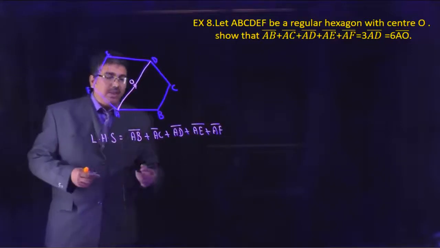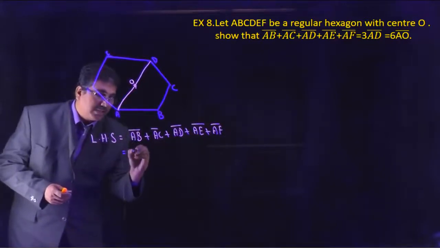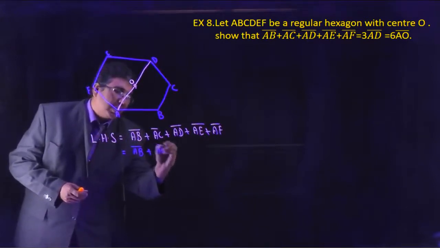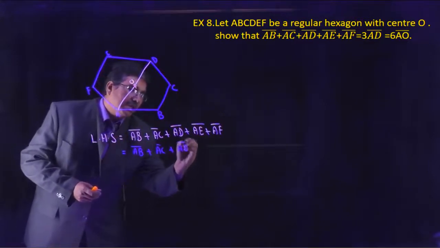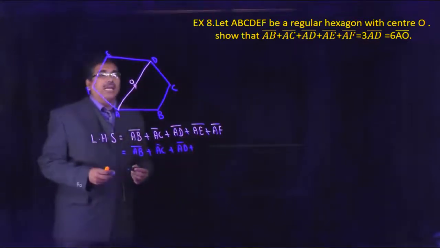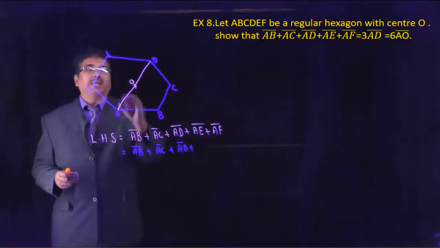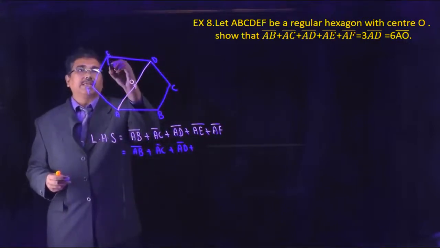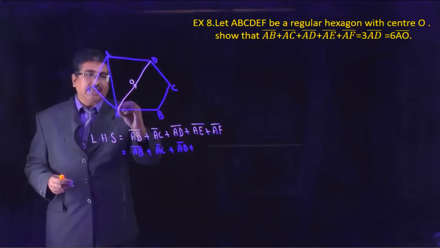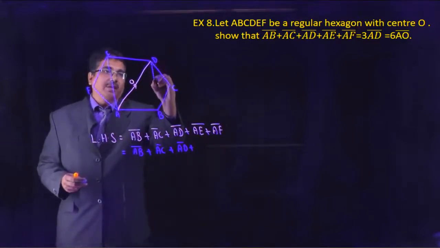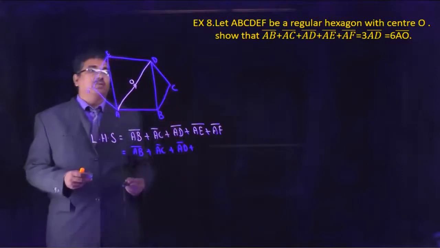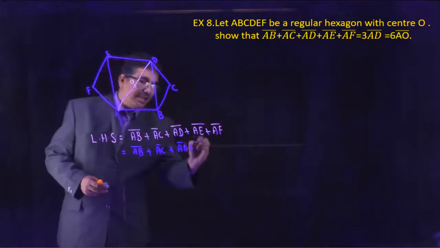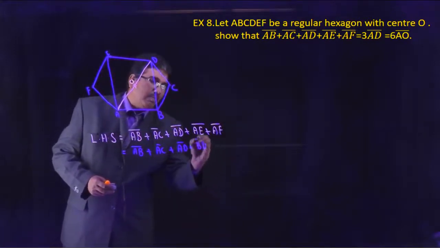Now this is equal to AB bar plus AC bar plus AD bar, plus AE bar. Here AE bar is equal to BD bar, since this is a regular hexagon.